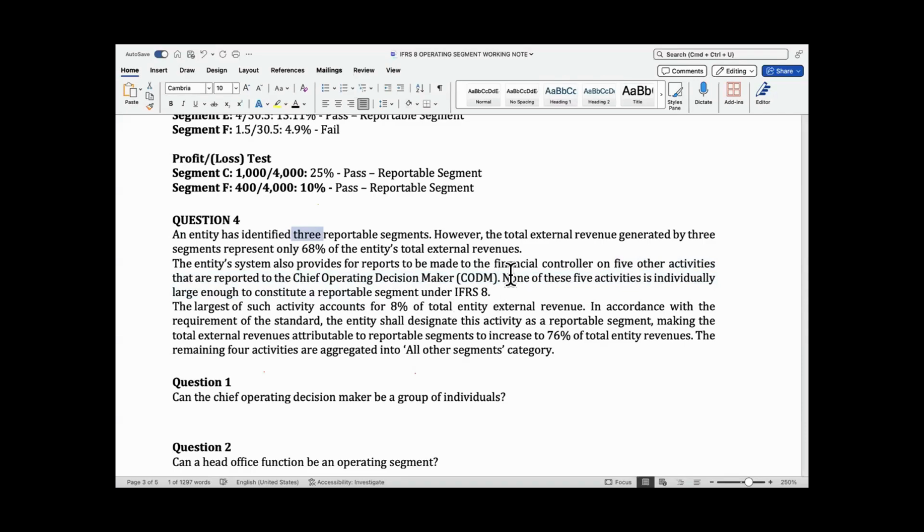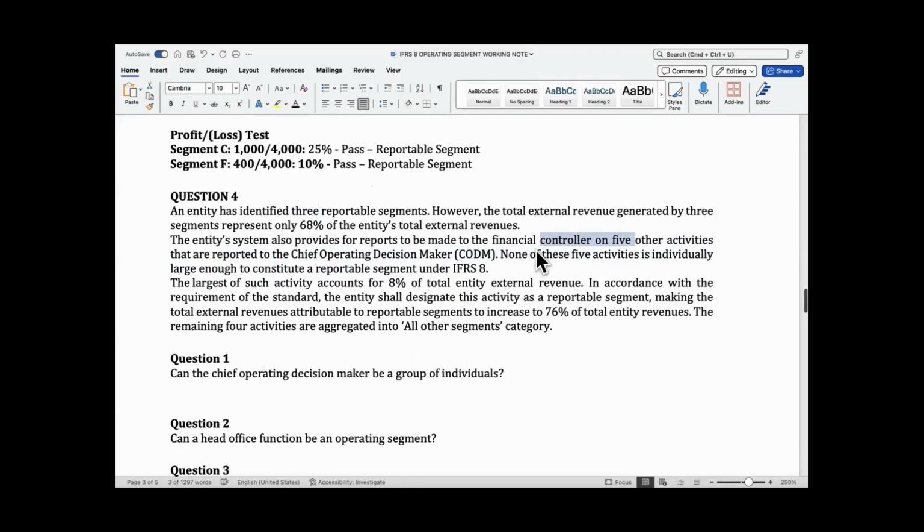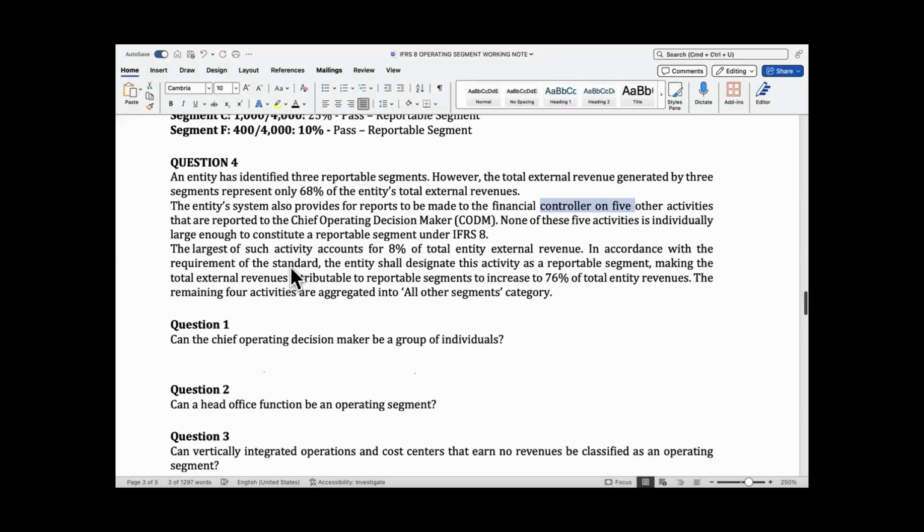They now said none of these 5 activities is individually large enough to constitute a reportable segment. Meaning that in addition to these 3, they have an extra 5 that are operating segments. They now say that none of them is large enough to be considered as reportable. So they said the largest among them has 8% of the total segment revenue.